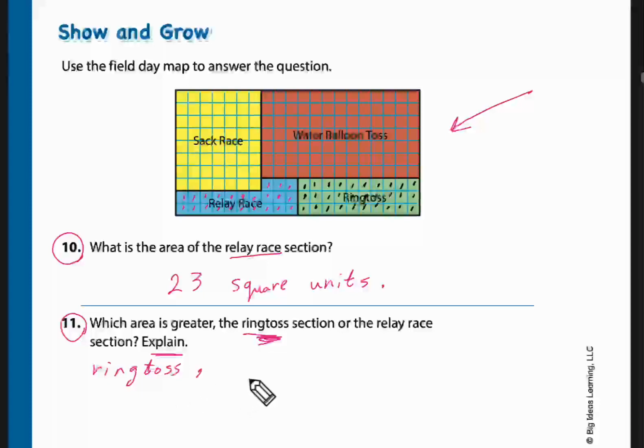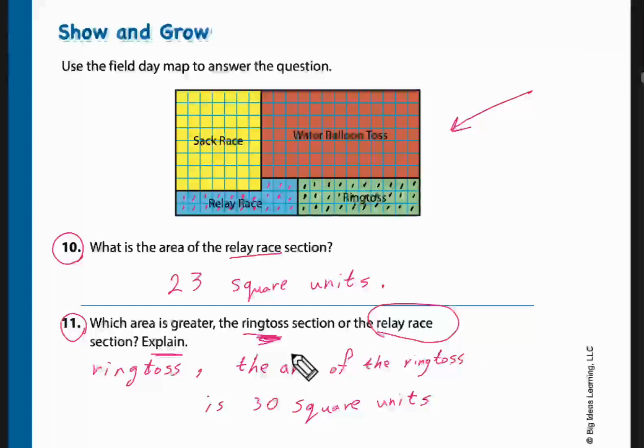Because of course the area of the ring toss is 30. Okay, this will be too much to write, but we should write it. And of course, we know from question 10, the relay race section is 23 square units.